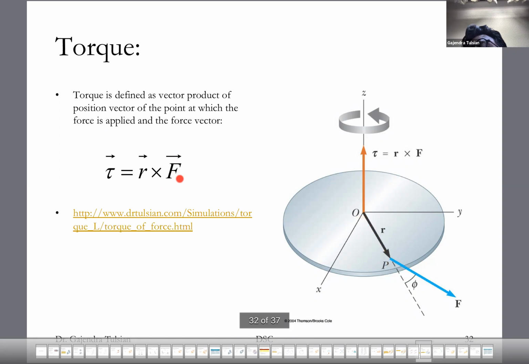And of course, you understand if the force is in the same direction as r, if r and F are parallel, r cross F will be 0. So if you apply the force in this direction, in the direction of the axis, this object will not rotate. So this formula captures everything. Torque is r cross F.